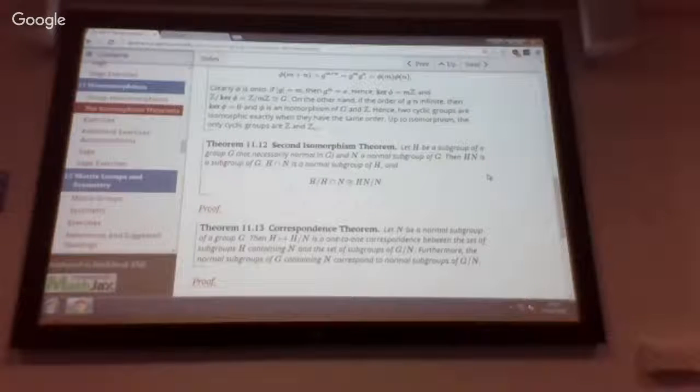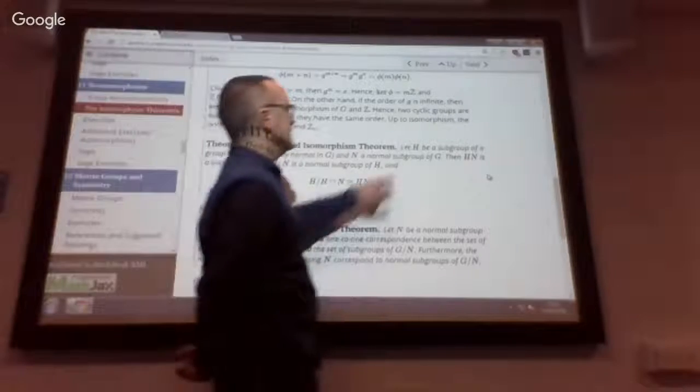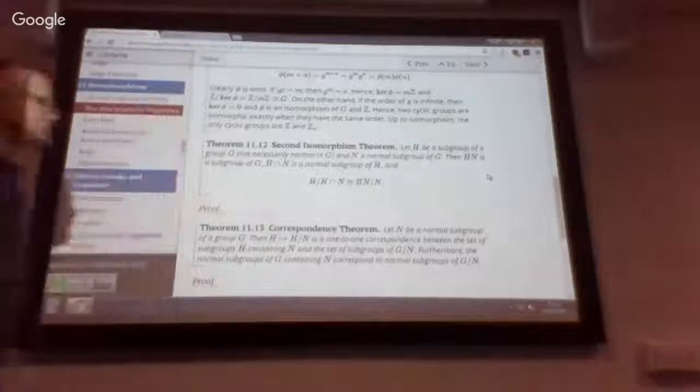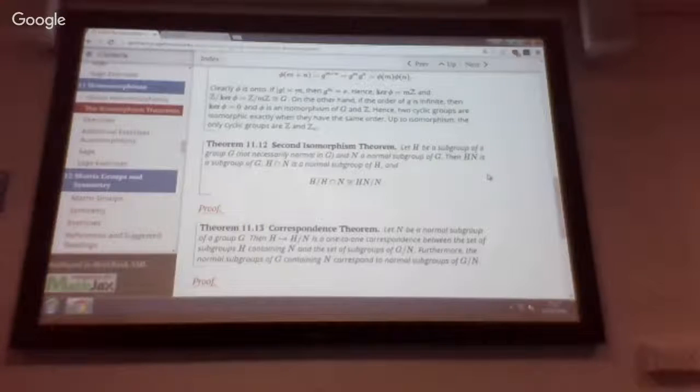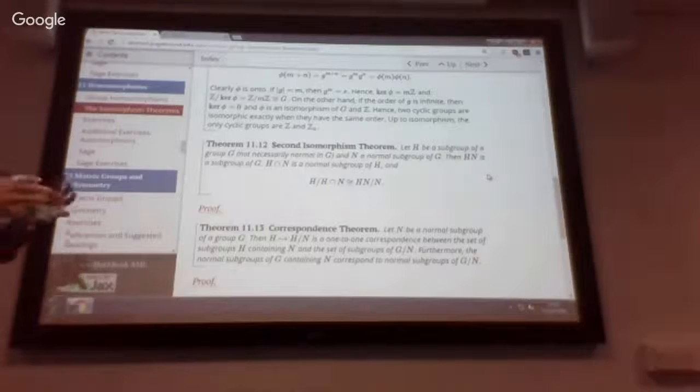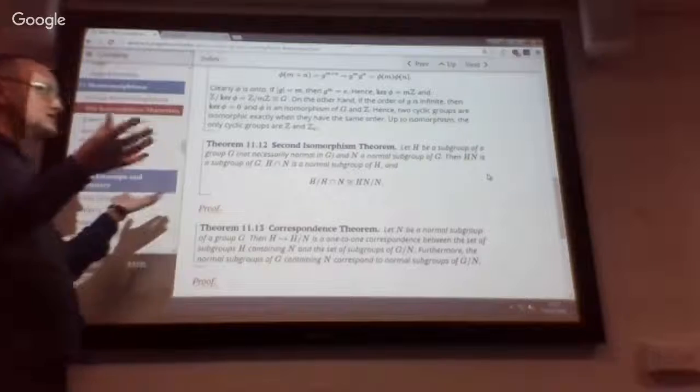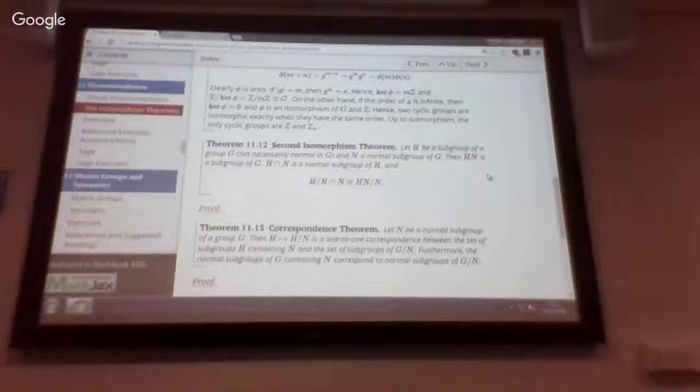So the second isomorphism theorem talks about a situation where you've got a normal subgroup N of G, and H being just any other subgroup. So G is our containing group, N is a normal subgroup of G, and H is just any other subgroup. Then we're bundling up a couple of results here.